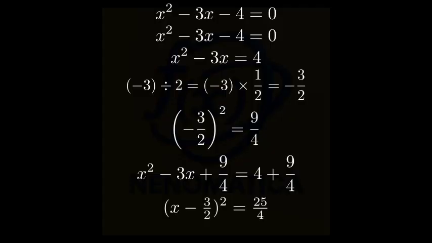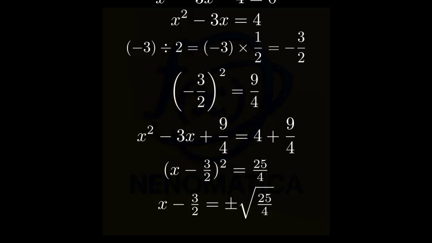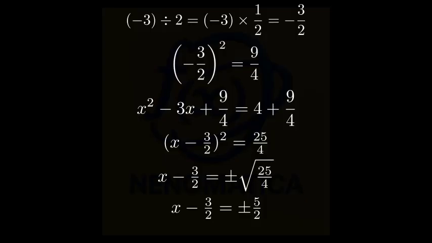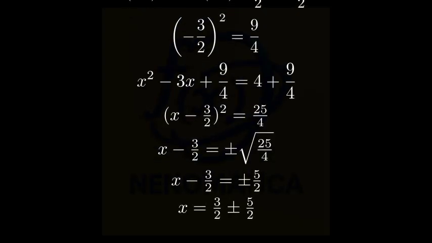Step 6. Take the square root of both sides. X minus 3 halves equals plus or minus the square root of 25 over 4, which simplifies to plus or minus 5 halves. Step 7. Solve for x by adding 3 halves to both sides. X equals 3 halves plus or minus 5 halves.